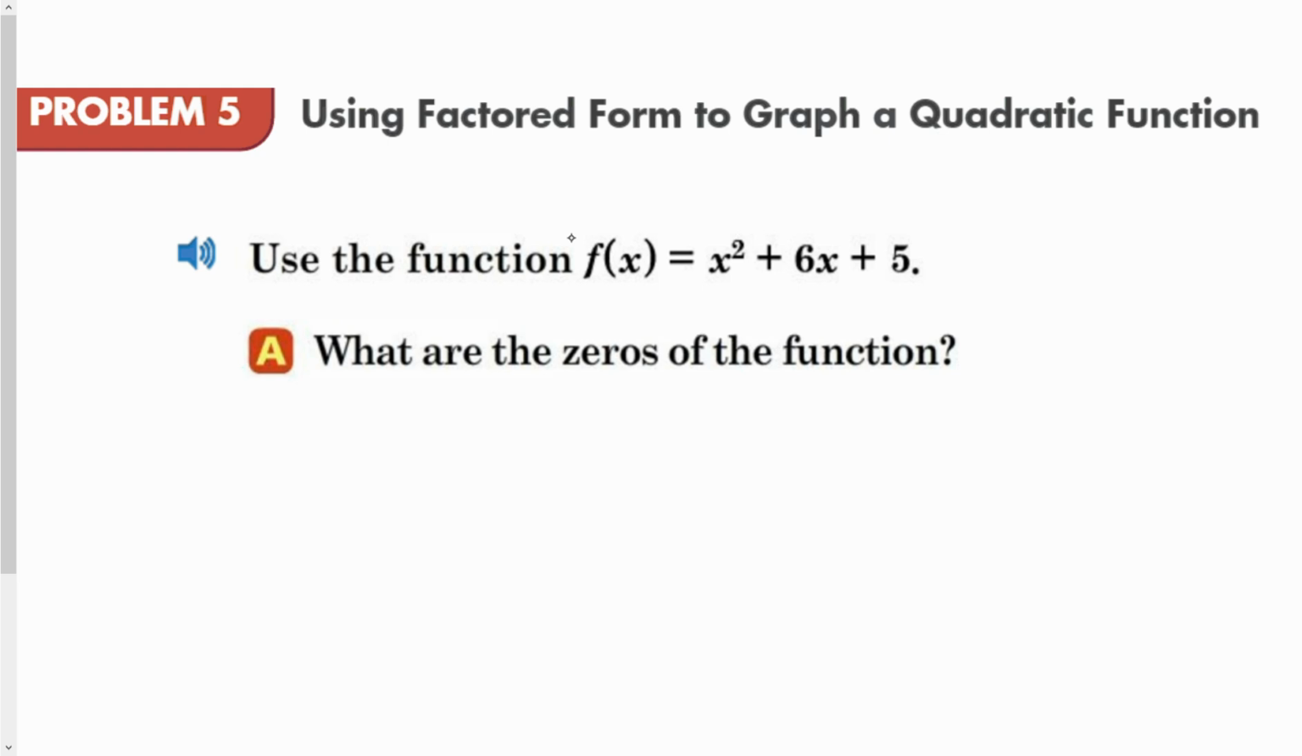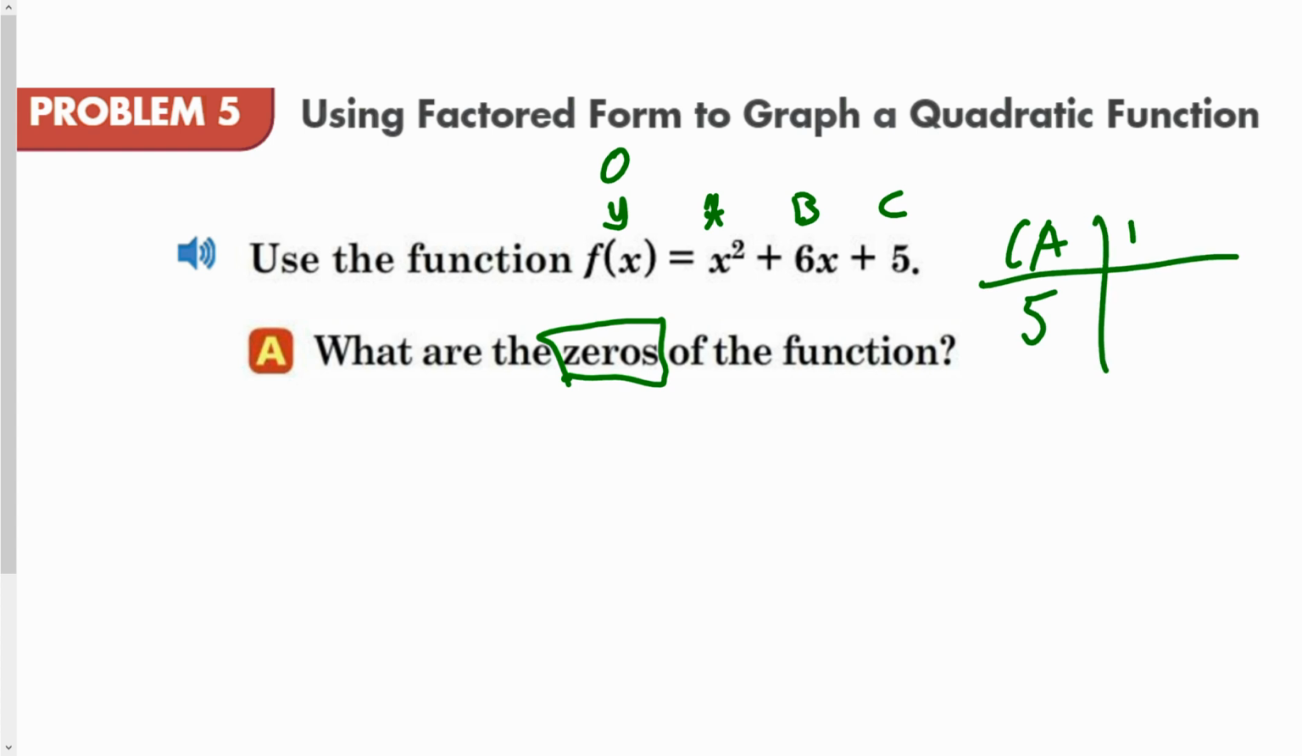Okay, a couple more problems here. Using factored form to graph a quadratic function. How we do this is we're going to find the zeros, right? What makes our y 0, or the x-intercepts, or solutions. So what we're going to do here is set this equal to 0, and we're going to factor it. Instead of f of x, or instead of y, we're going to have 0 there. And so then we can take our a, our b, and our c. Take c times a, which is 5, which is nice because our a is 1. And our b is 6.